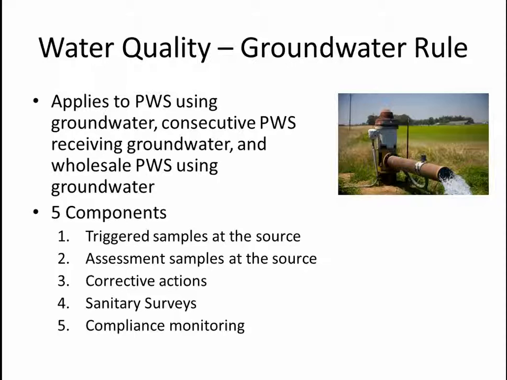So the next section is the groundwater rule. The groundwater rule applies to all public water systems using groundwater. If you are a consecutive system receiving groundwater, and any wholesale public water system using groundwater, this rule applies to your system. So there's 5 components. Again, we love our number 5. 5 components to this rule. The first is that you have to take triggered samples at your source if you have a positive routine. The second is that we can assess required sampling to be taken at the source. There's corrective actions, sanitary survey requirements, and some compliance monitoring. So let's look at these.